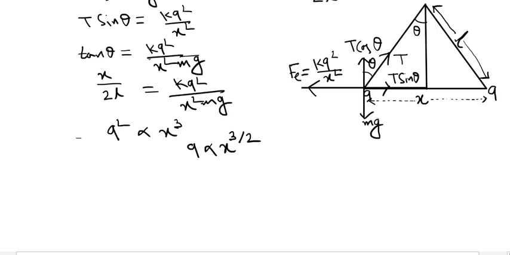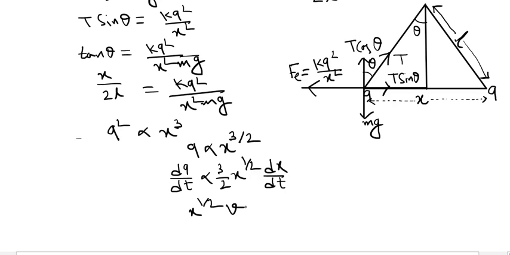Now take the derivative with respect to time, that is dq dt. This is proportional to 3 by 2 x to the power half dx dt. Now the charge leaks at a constant rate, that is dq dt is constant, and here dx dt is the velocity, so x to the power half times v is equal to constant, so v is proportional to x to the power minus half. So this is the answer.